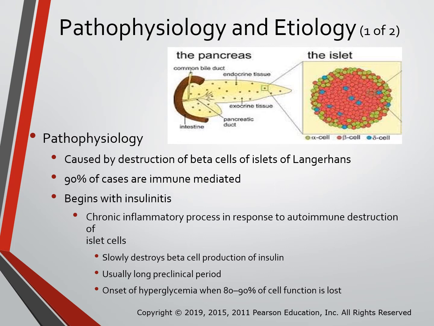A lot of people that have thyroid issues or other issues with their endocrine glands or their hormones will end up being diabetic. This process, which slowly destroys beta cell production of insulin, usually occurs over a long period of time, with the onset of hyperglycemia occurring when 80 to 90% of the beta cell function is lost. So it takes a long time.